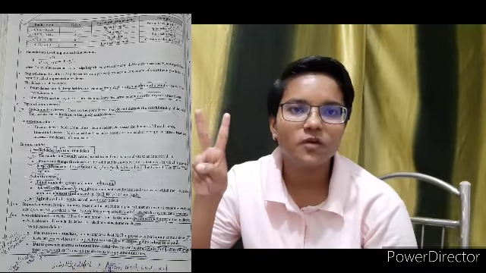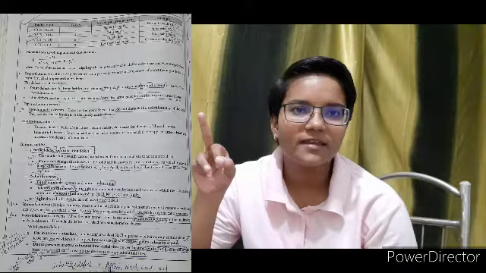Metal excess defect is of two types: due to anionic vacancies and due to extra cations.